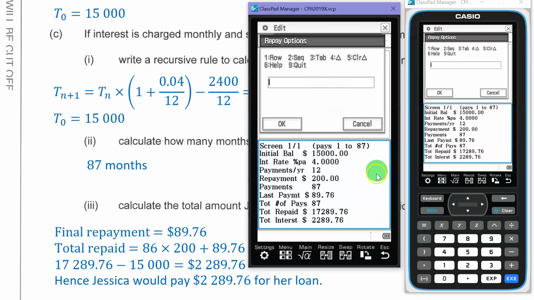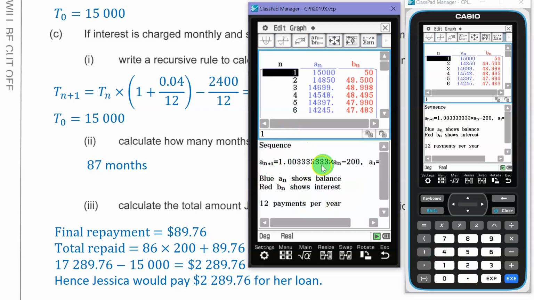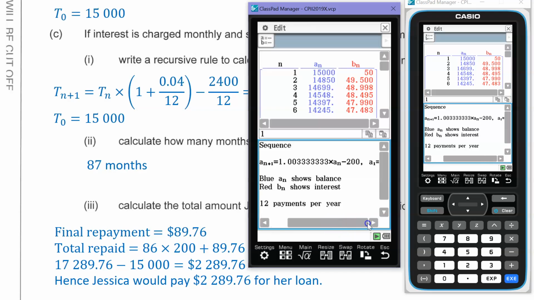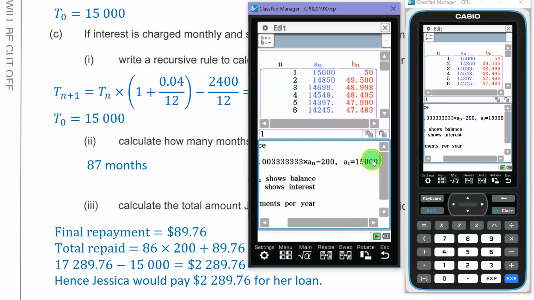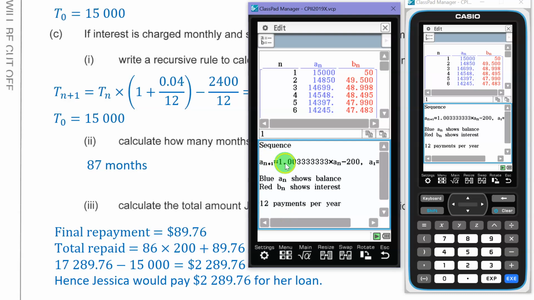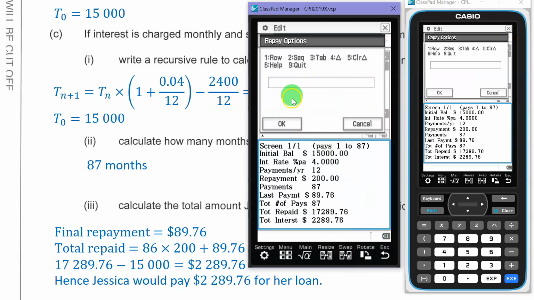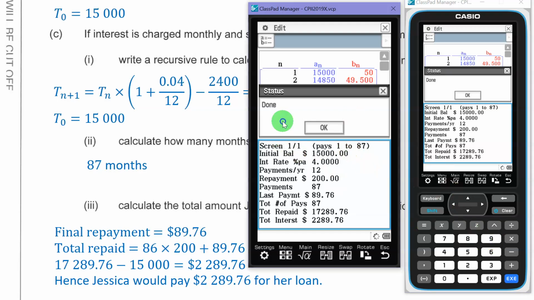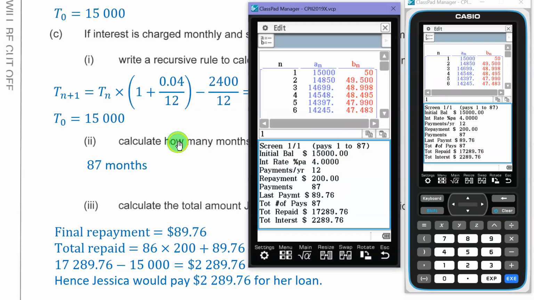So that's a nice quick way of getting out the information and the answers to some of these parts here. For the recursive rule, if we chose option 2 and tapped there, then here's the recursive rule given in this screen. We can slide across to see A1 here is 15,000, and then there is the ratio. When we are finished and we want to go back to the program, we hit the little play button there, but we're done with it. We'll hit 9 in the box there and quit. So that's another option for these repayment problems.